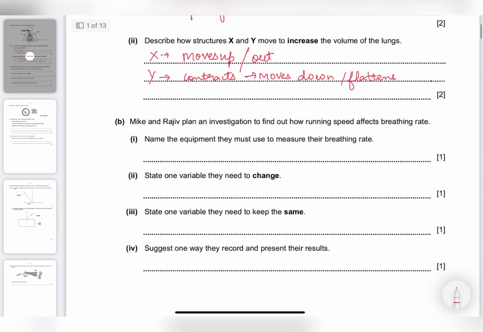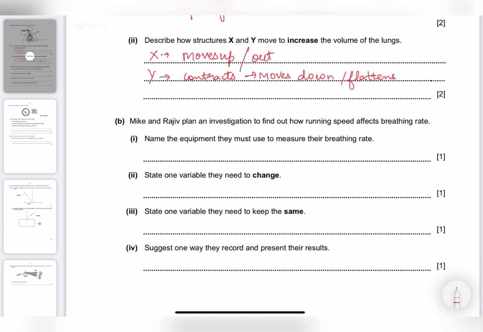Let us move on to the next question. Mike and Rajiv plan an investigation to find out how running speed affects breathing rate. Name the equipment they must use to measure their breathing rate. How can you measure something? If they want to measure their breathing rate, they can use a stopwatch or they can use a timer, right?